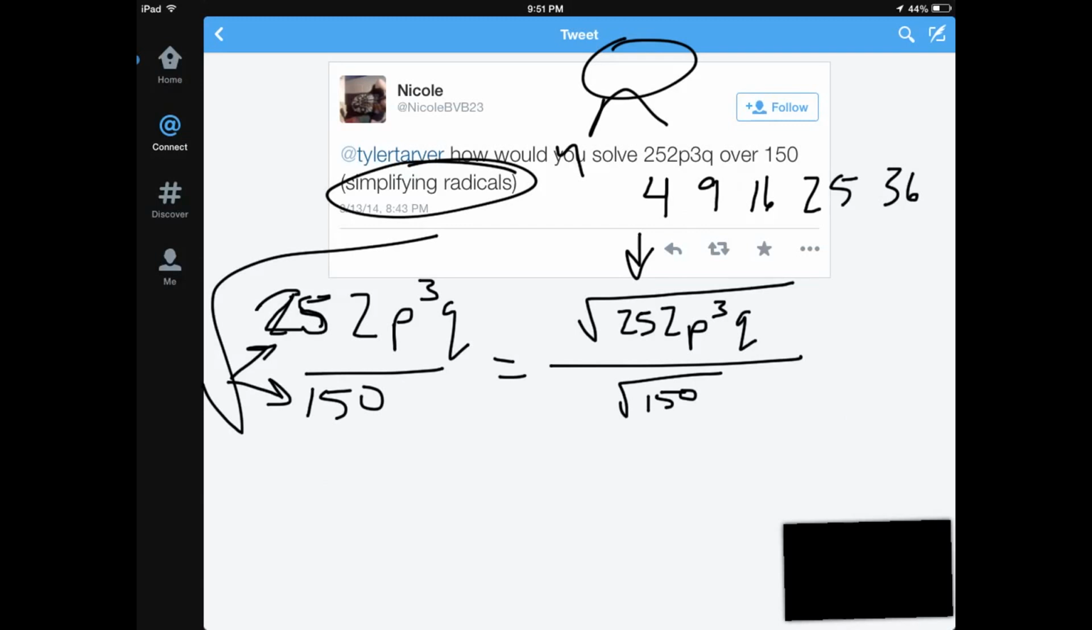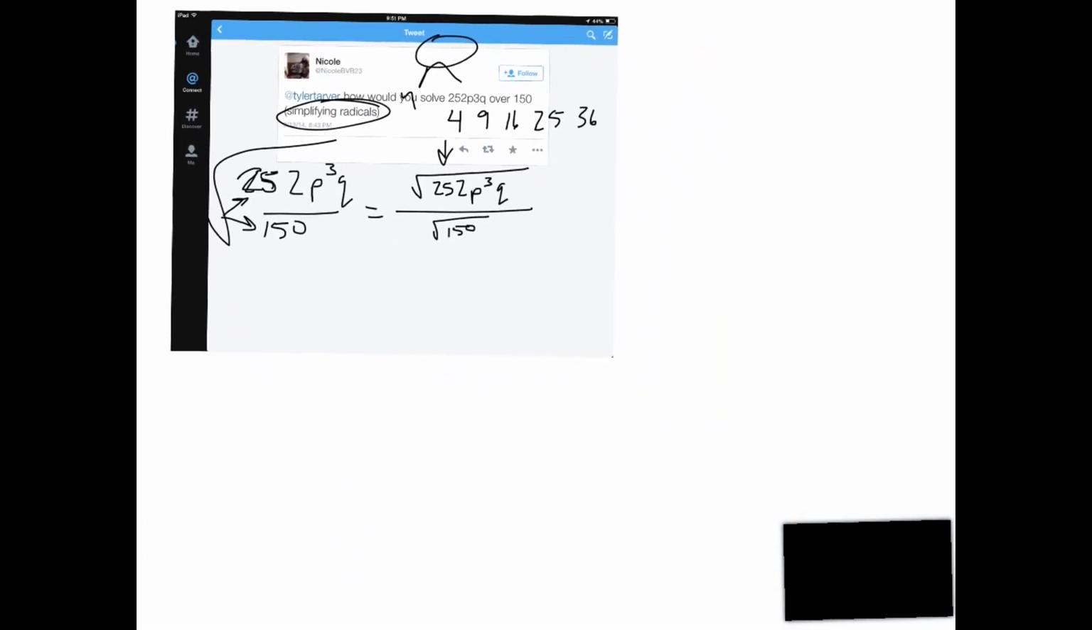Okay, let me see if I can move this stuff, make it smaller. There we go. Okay, so I'm trying to get radical 252 p to the third q. That's got a little ring to it. 252 p to the third q. Man, that's good stuff. Professional. Can you believe I've never had lessons? Just kidding. I took lessons for 20 years.